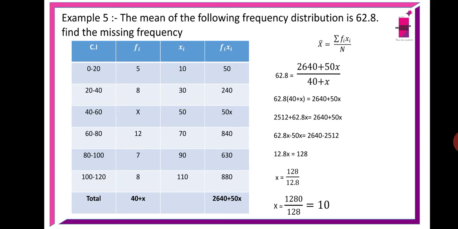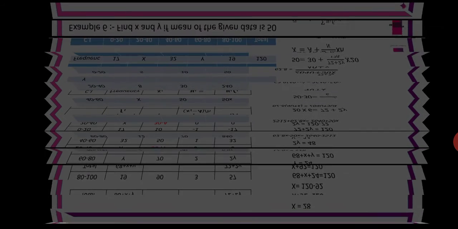One more example you can see. This is finding a missing frequency. The mean of the following frequency distribution is given as 62.8; find the missing frequency. Here x is the missing frequency. So Σfᵢ is 40 plus x, and the mean is given. We are doing the direct method here. So Σfᵢxᵢ is 2640 plus 50x. If you substitute, you will get a simple linear equation in one variable, so you can solve the x value directly. If you simplify, you will get x equal to 10.